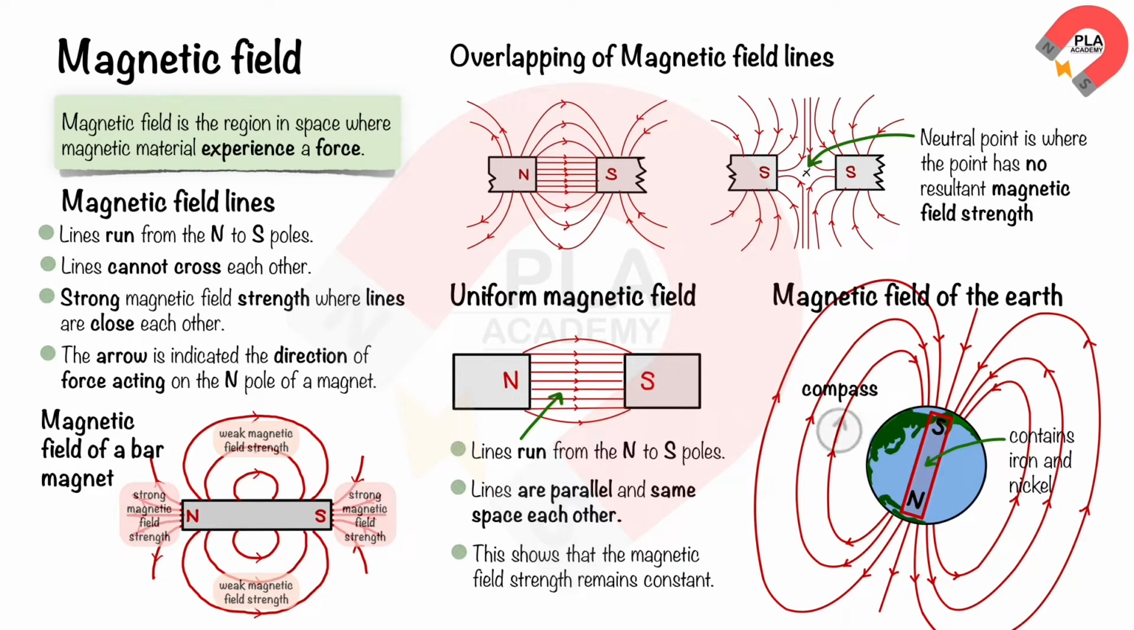The needle of a compass always points to the north pole of the Earth. So, the needle is a magnet. The arrow of the needle is the north pole of the magnet, which is attracted to the south pole of the Earth's magnet. This shows that the needle of a compass will always point in the same direction as the magnetic field line.